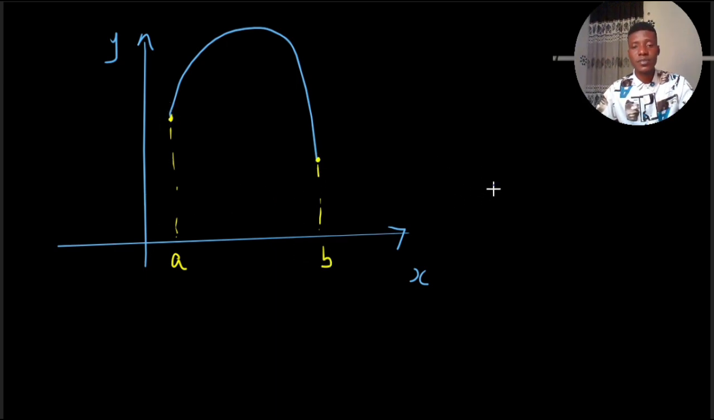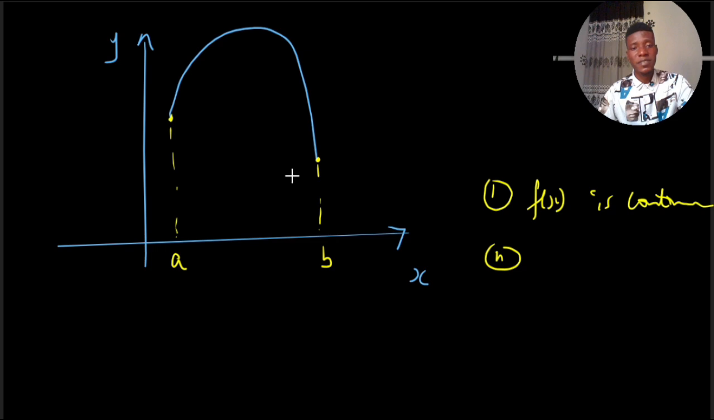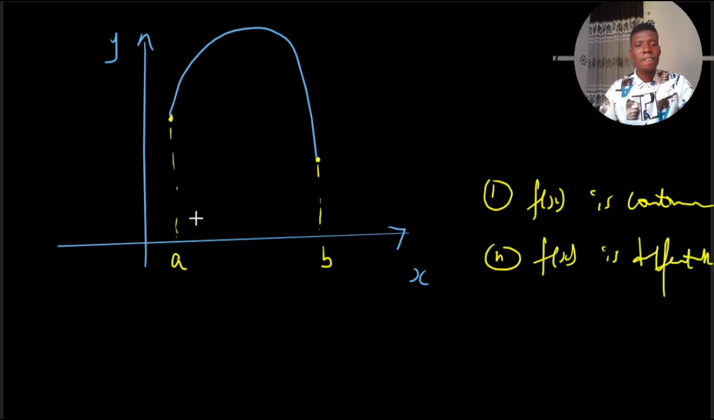Now, the first condition that you need to check for is, is it continuous? Since it is smooth and there's no break, we can say that f of x is continuous. What about the second one? Is it differentiable? Yes, there is no vertex, there is no problem, it is differentiable as well. F of x is differentiable. Now, do not forget I said it does not actually care about f of a and f of b, whether they are equal or not.